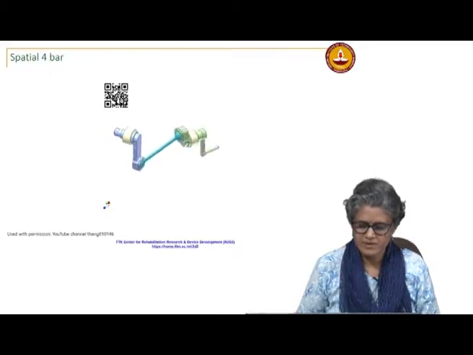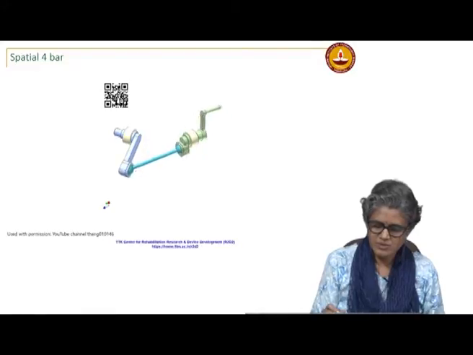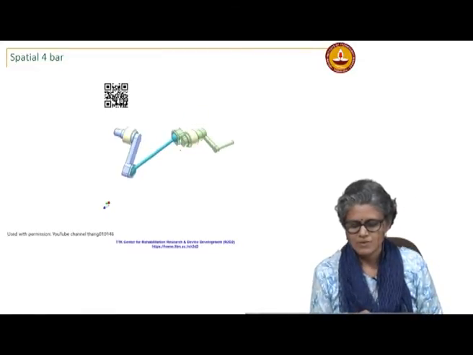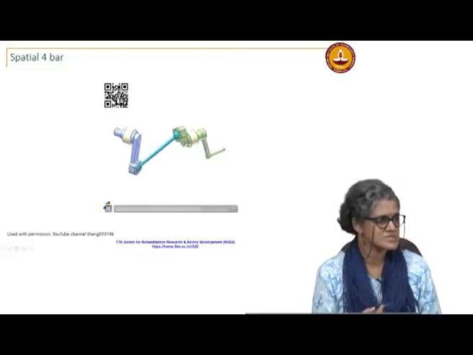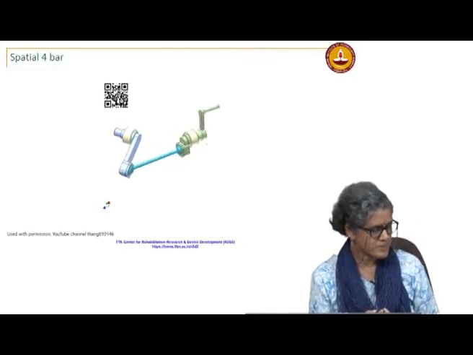You can see there. So, you can see this is the link that has spherical joints on either side, then you have, so this is your RSSR 4 bar, spatial 4 bar. Okay.